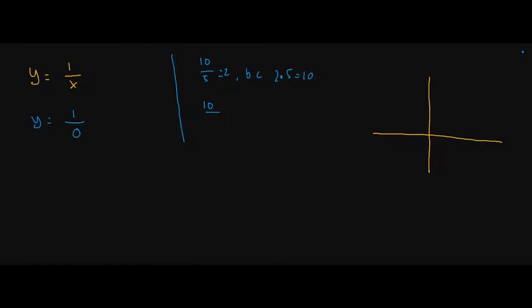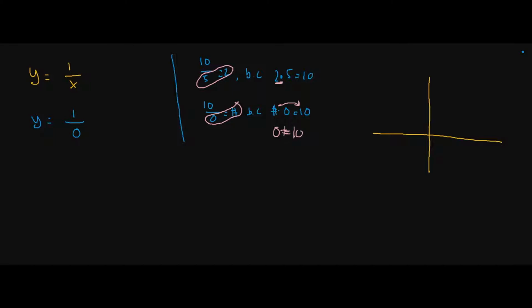So if we try using that logic, 10 divided by 0 equals, let's say this is possible, some number, then this number times 0 should give me 10, just like over here, 2 times 5 gives me 10. But this number times 0 should give me 10, and that's a problem, because anything times 0 is just 0, which is not possible.